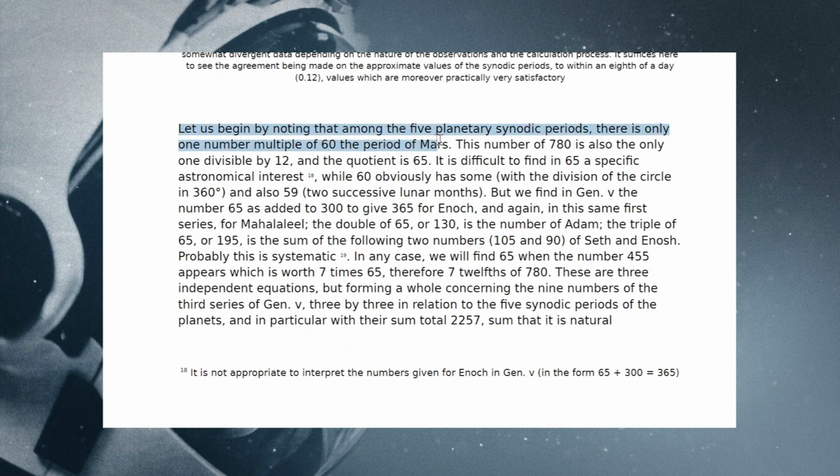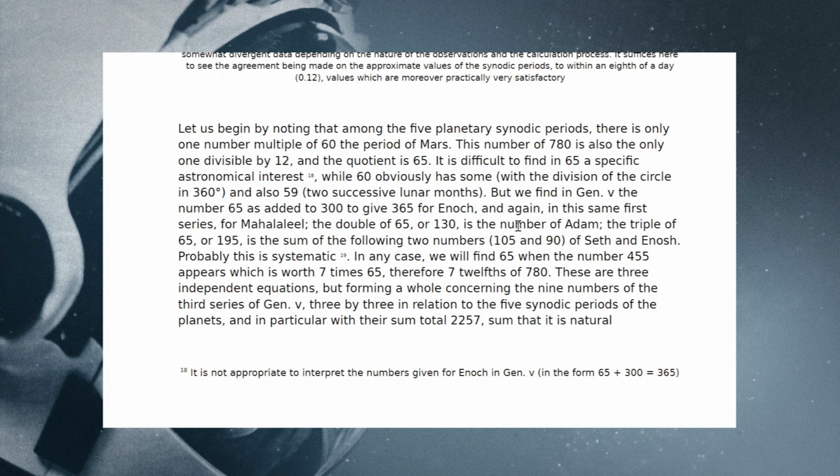He's going to point out that the only synodic period that's a multiple of 60 is Mars. And here the number 780, that's the period of Mars, is divisible by 12, and the quotient is 65. It is going to point out that it's difficult to find astronomical significance of 65 and even 60 and 59. They're not super astronomically relevant per se. So point is, we don't have a lot of astronomical significance for 65, other than the fact that it is related. If you multiply it by 12, you get Mars' number.